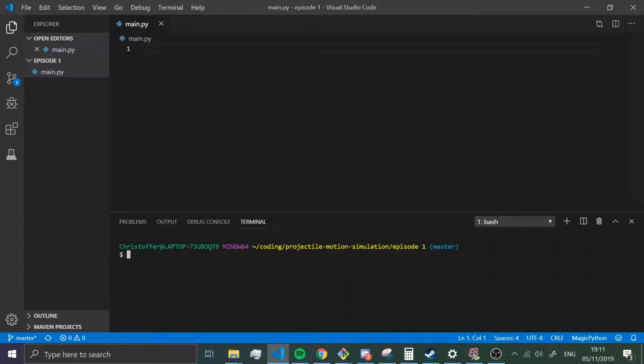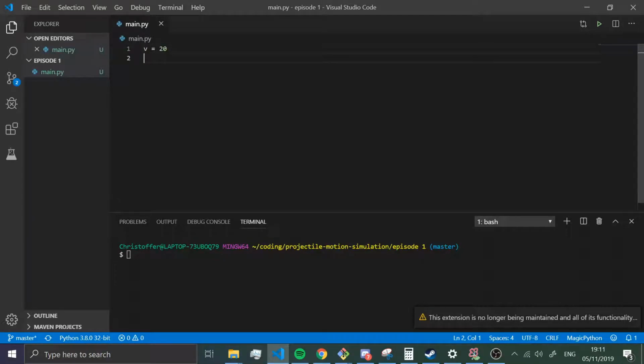And clear it out. Alright, so first we need some constants, right? We need to know the initial speed, which I'll denote by v, and we'll just default it to 20. We need to know the angle, which I'll call theta, and I'll just default that to 45. And we also need to know the terminal velocity, which I'll default to 5.65. So we don't actually need to know the terminal velocity yet, but we will when we implement linear and quadratic air resistance, so I'll just keep it in for now.